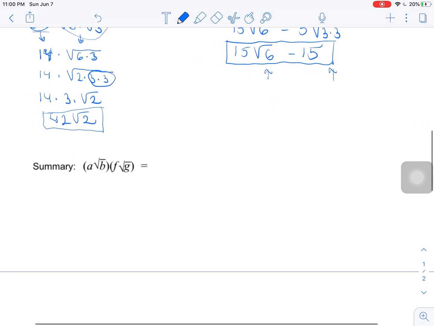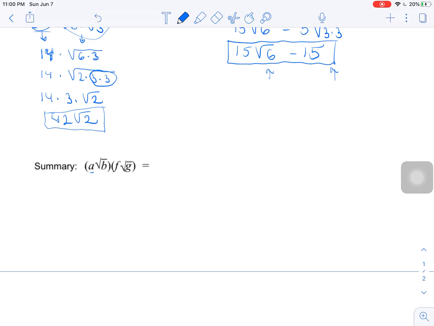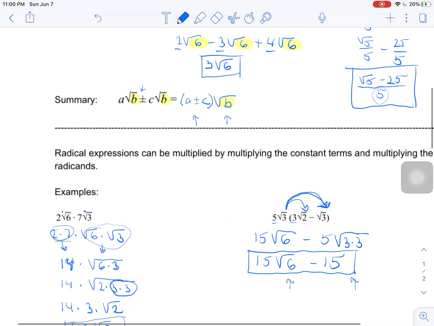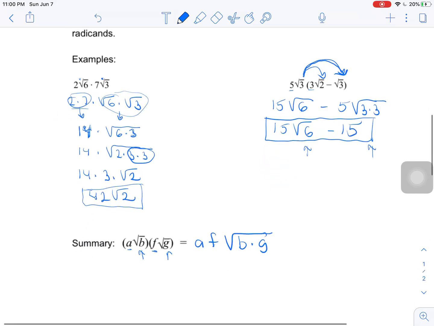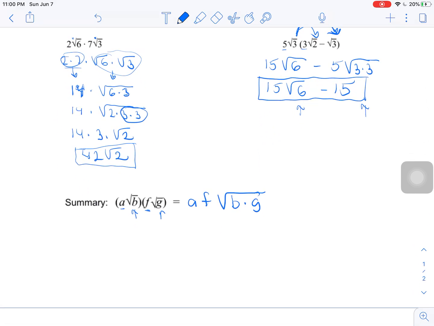So summarizing this idea of multiplying, we can take the coefficients, whatever they are, and multiply those together. And then we could take the radicands and multiply them together to make a combined radicand. And then, of course, look and see if you can simplify once you put the parts together. So to add or subtract, we need to have radicands that are the same, kind of like terms, or common denominators with fractions. To multiply, we don't have to have the same radicand. We can just put it all together.